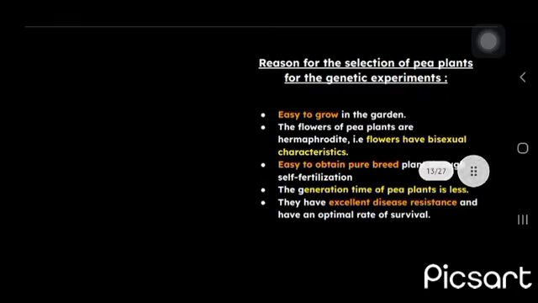Reasons for the selection of pea plant for the genetic experiments: it was easy to grow, and the flowers of the pea plants are hermaphrodite, that is, flowers which have bisexual characteristics, and it is easy to obtain pure breed plants through self-fertilization. The generation time of pea plant is very less. They have excellent disease resistance and have an optimum rate of survival. Please take a screenshot of this slide as this question can come in your exam.